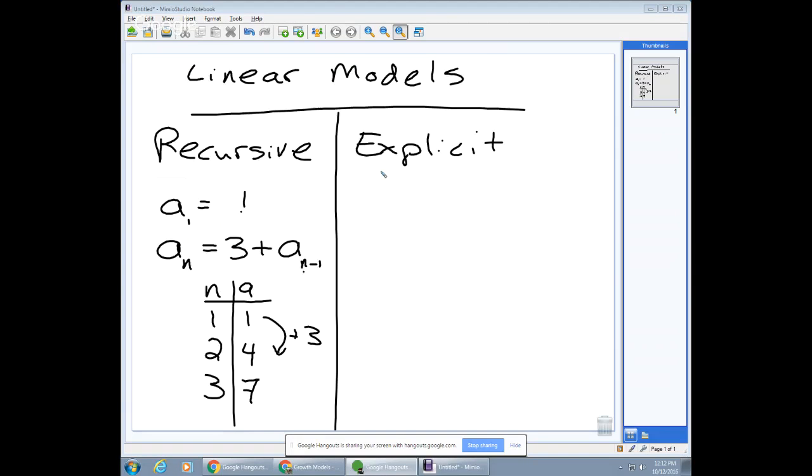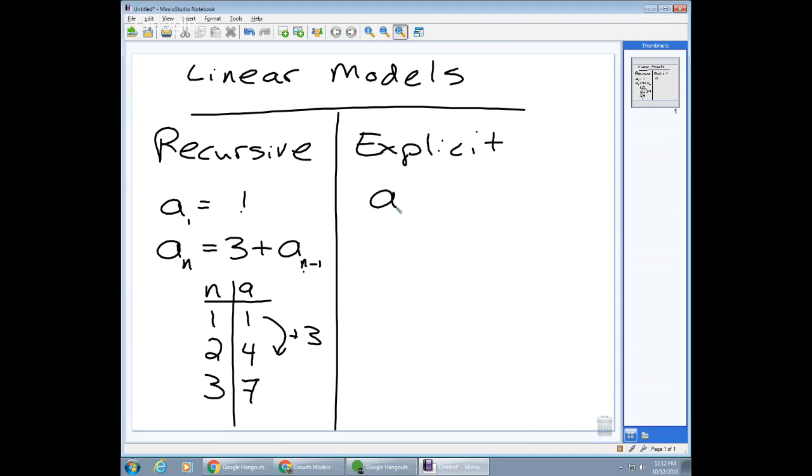Explicit formula means, if I want to get the 100th term, I don't need to know the 99th and the 98th. I can just immediately jump to it. Recursive, you have to go step by step. So the explicit formula in this case is going to look something like a equals something times n plus or minus some other number. And I have to figure out what those 2 numbers are.